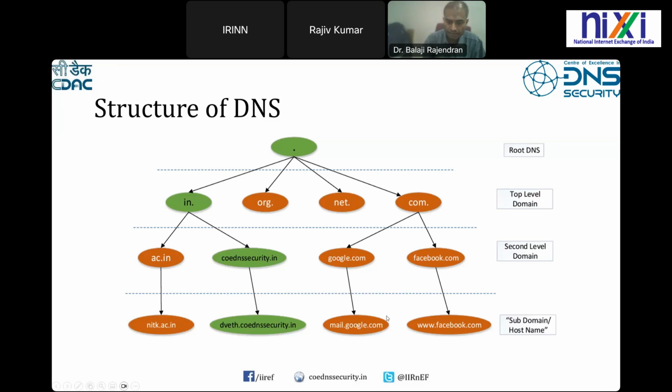So who manages the namespace for mail.google.com? It is managed by Google. And who manages this particular namespace, google.com, facebook.com? That namespace manager is basically .com. And who is the namespace manager for this entire stretch, .in, .org, .net, .com? This is basically the root name server. Basically, that is the dot.